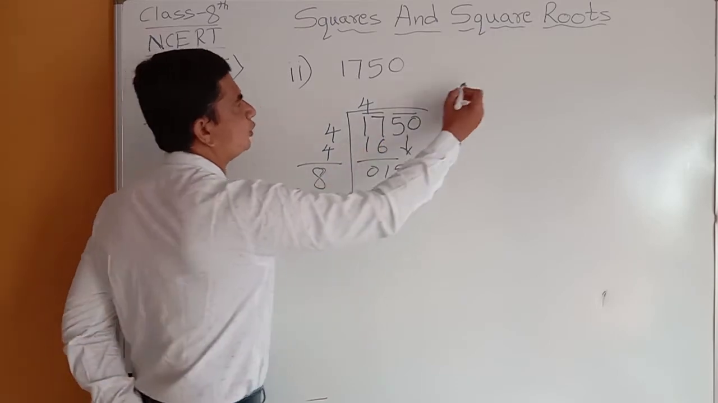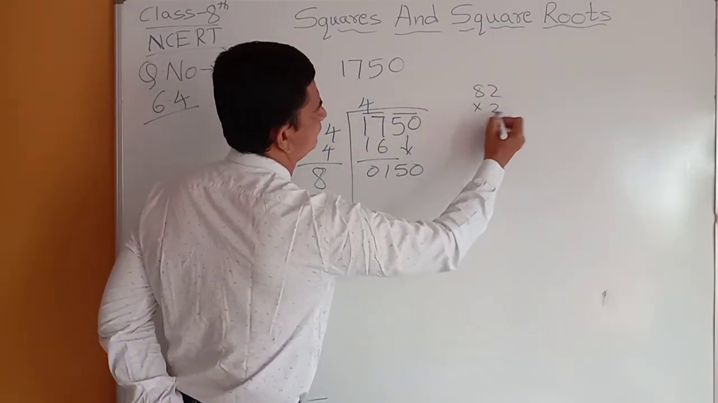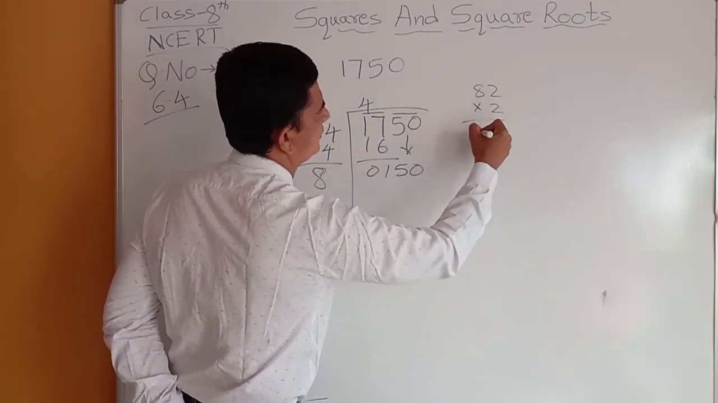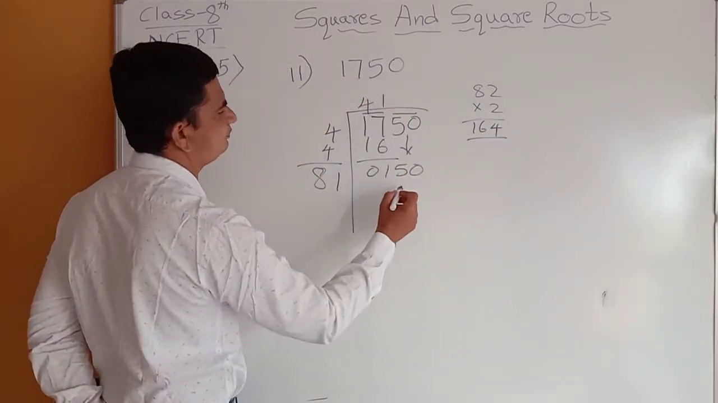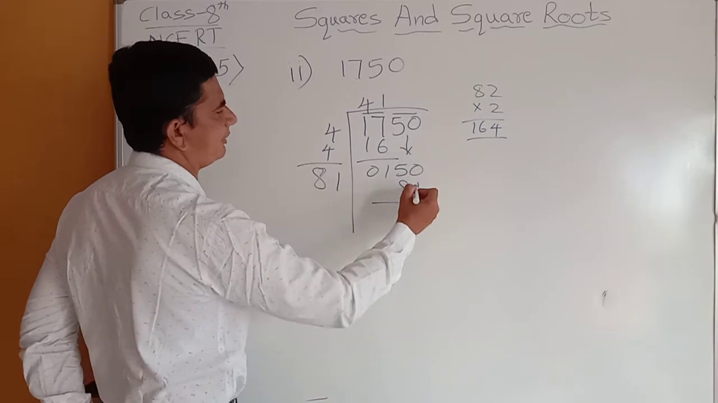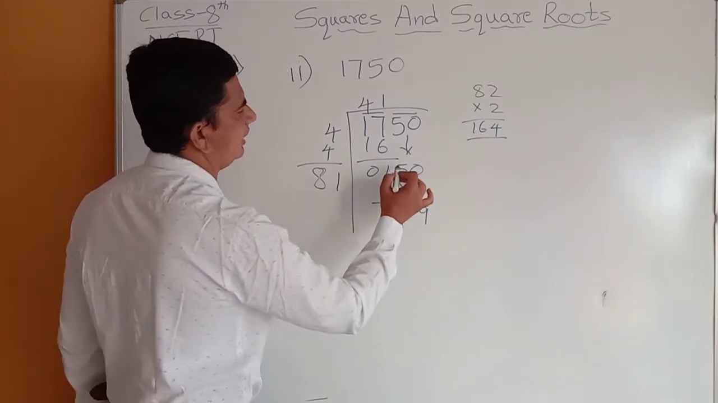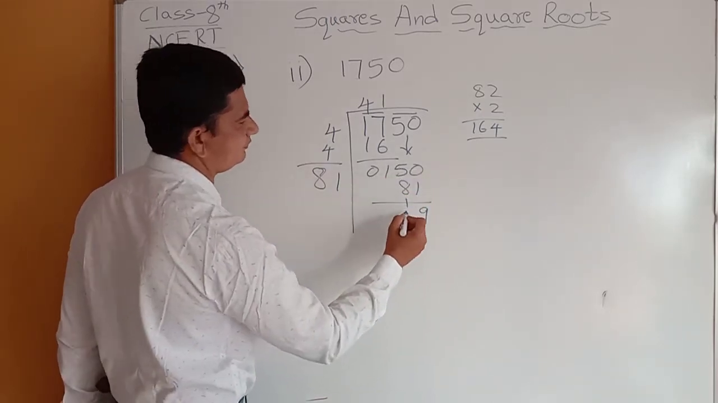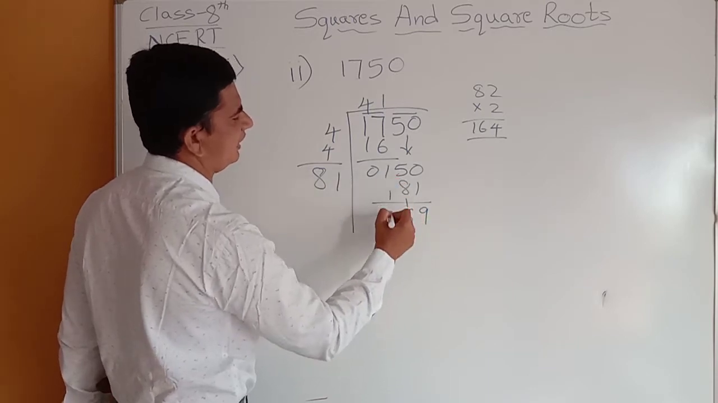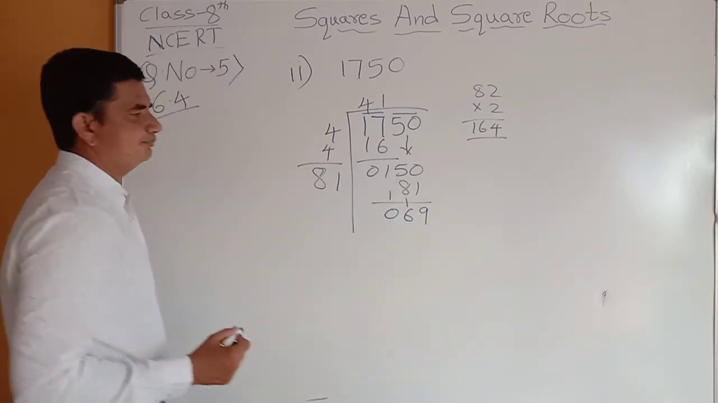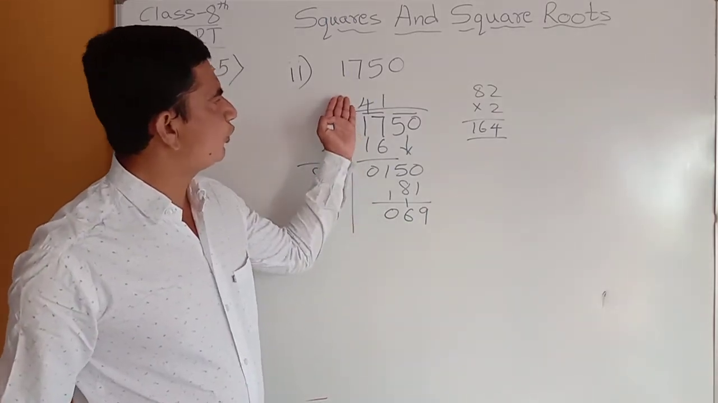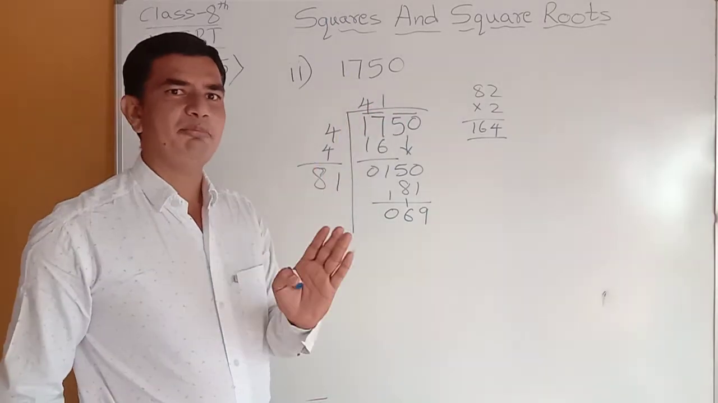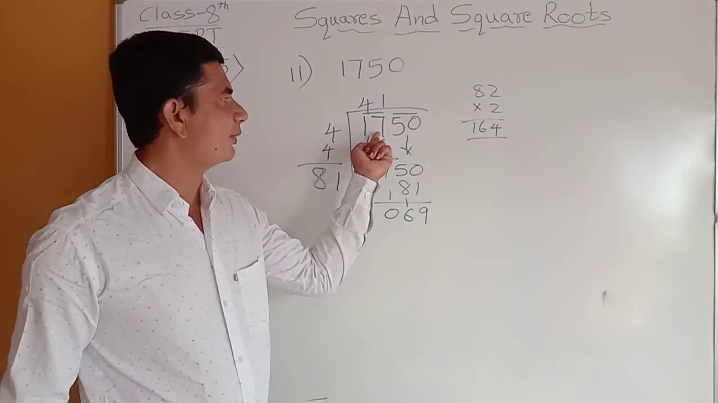If you take 82, 2 twos are 4, 2 8s are 16. It's greater than this, so we can take 81, 1 1s are 81. So 10 minus 1 is 9, carry 1. 15 minus 9 is 6, 0. So we got 41 here. So if you do 41 into 41, that number is smaller than 1750.